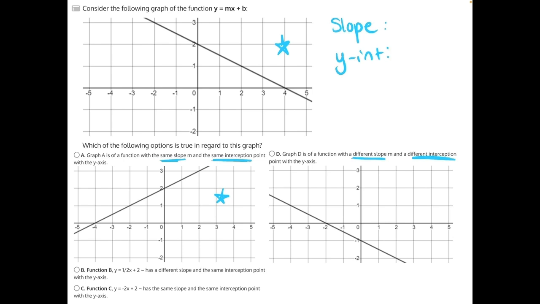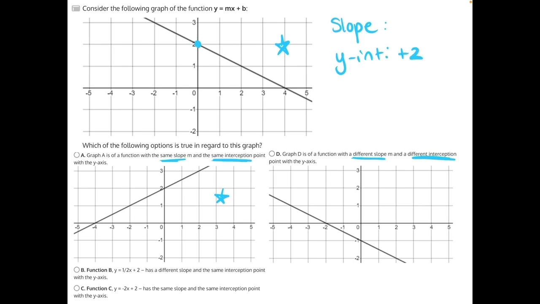Let's do the y-intercept first because that can be a bit easier. Our y-intercept is where the graph passes the y-axis, which would be right at this intersection here at y equals positive 2. So I will mark that here. We'll put y is equal to positive 2.